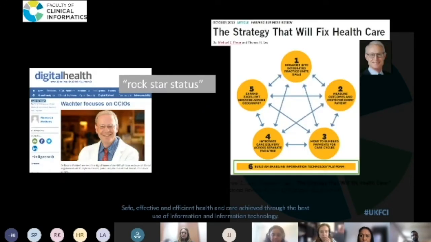Sticking with the theme of nirvana and rock music, I was inspired by an interview with Wachter, which talked about the rock star statuses that clinical informaticians will achieve in the future. I found that to be quite exciting. Porter, in his work about the strategy that will fix healthcare, talks about how information technology will play a vital role in shaping the future of healthcare, in delivering value in the services that we provide for patients we care for.